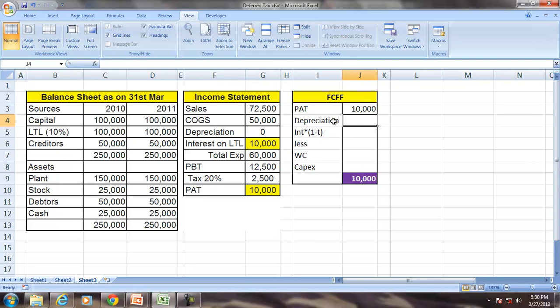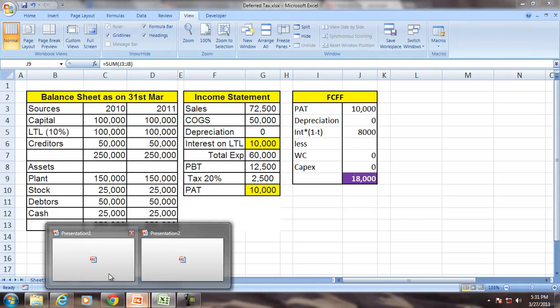Free cash flows for the firm is equal to PAT plus depreciation plus interest into 1 minus T. T is 20%. No changes in the working capital because we can see that the creditors are the same, the stock is the same, debtors 50-50, so therefore working capital is zero, and there is also no capex because the plant gross value remains same, no depreciation, so the free cash flows for the firm is 18,000.